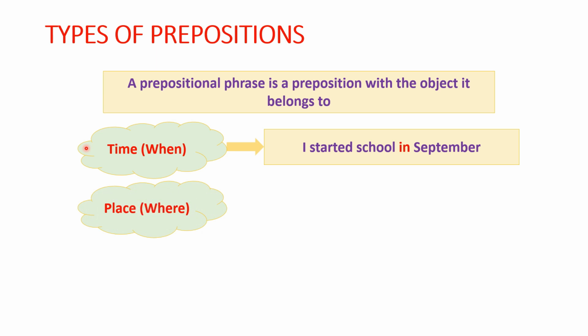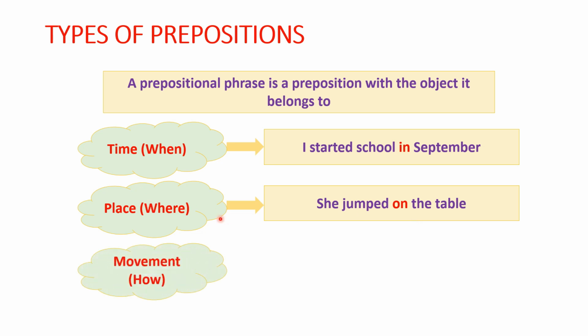And the next one is the place preposition. This tells us where. And the example is: she jumped on the table. So the on describes where. So it is called a place preposition.